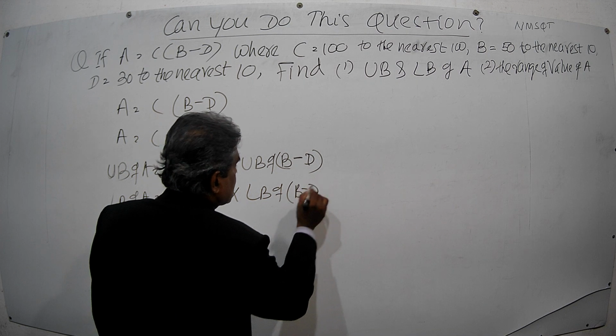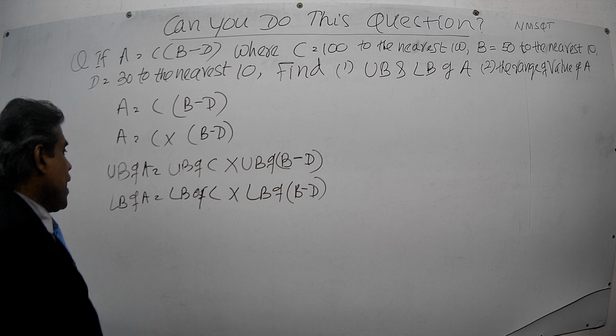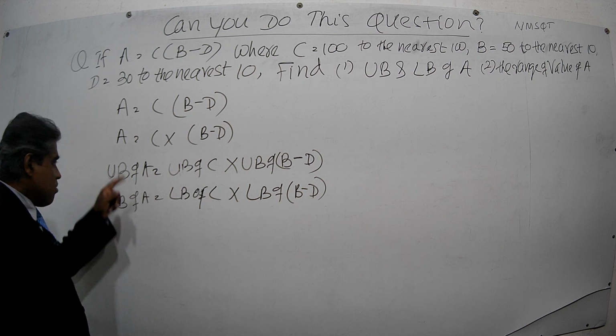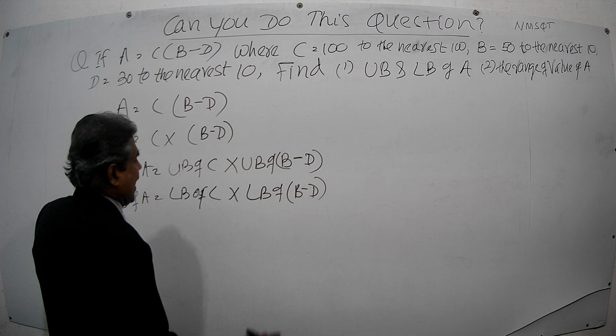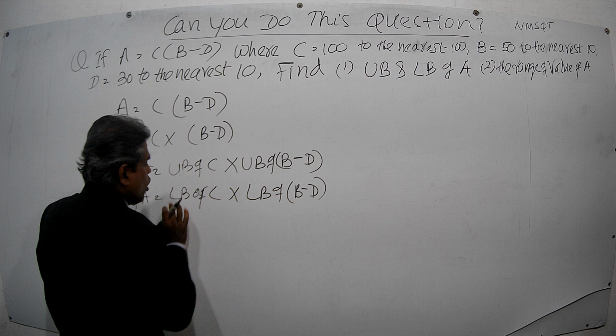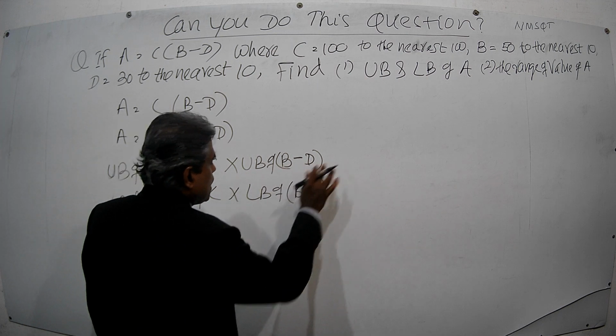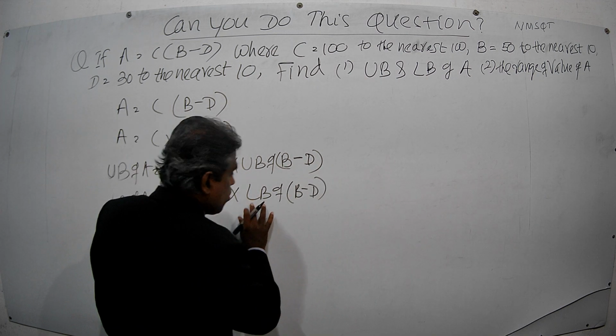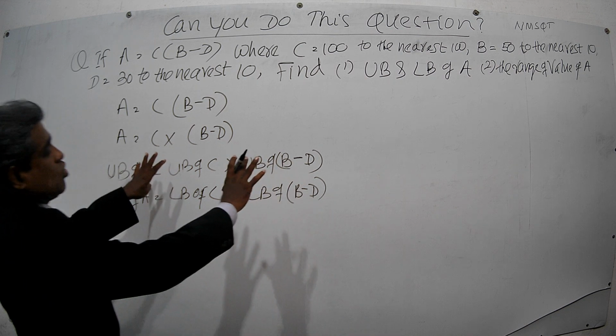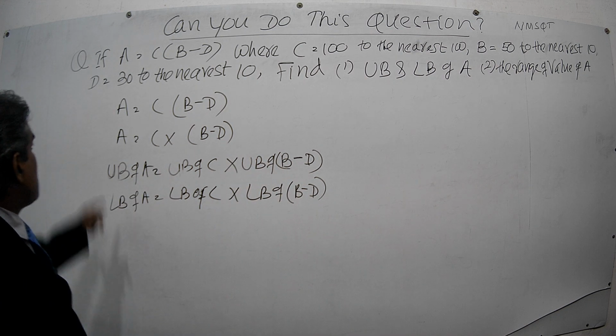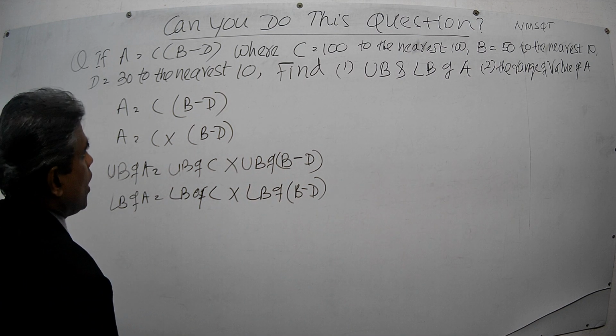B minus D. Right. Now we want to find the upper bound and lower bound of A. We will have to find in the first place the upper bound of C, lower bound of C, upper bound of B minus D, and lower bound of B minus D. Then substitute those into these two formulas to get the upper bound and lower bound of A.